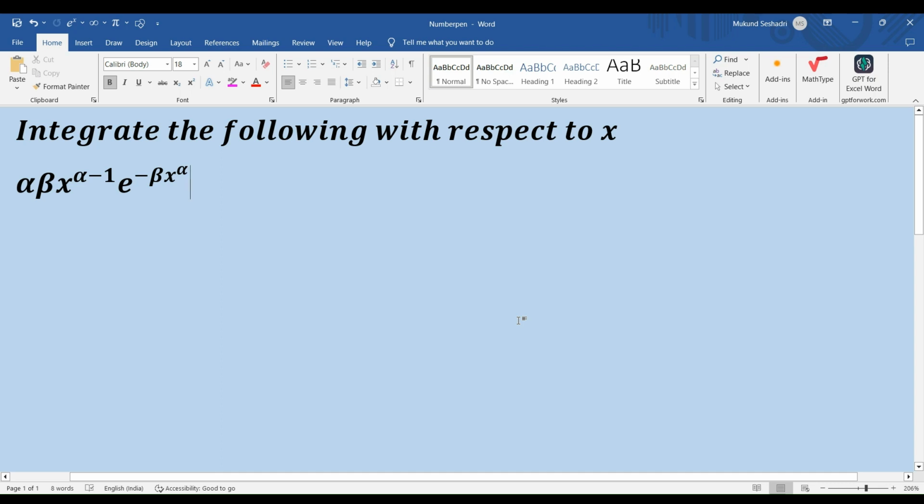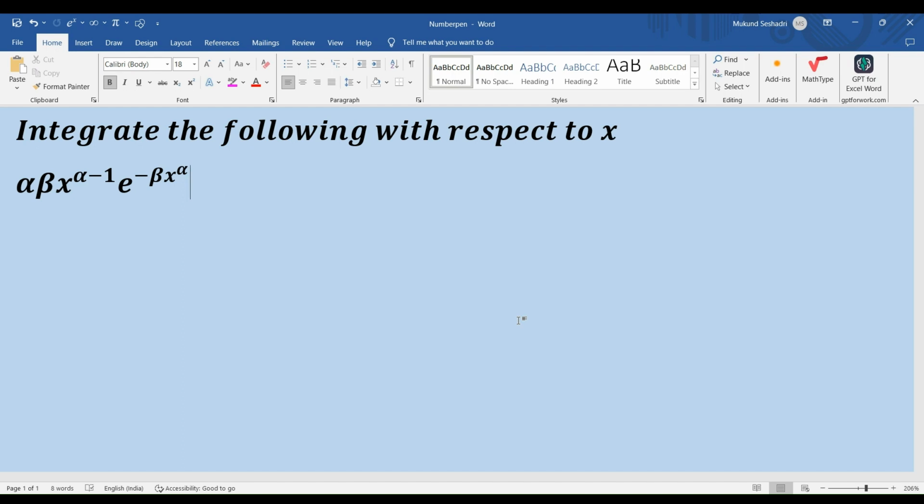So there we have the problem on the screen. Integrate the following with respect to x: alpha beta x to the power alpha minus 1 times e to the power minus beta x to the power alpha. Now, it looks like we have a very complex exponential expression, but I don't think it is as complex as it looks, right?